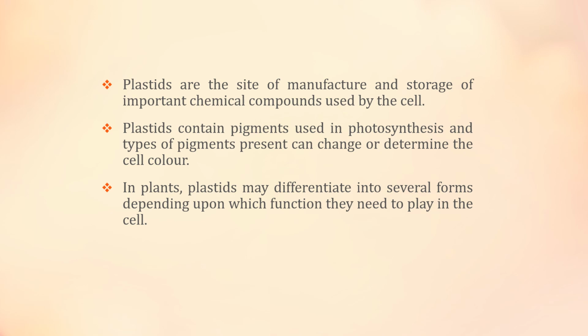Plastids are the site of manufacture and storage of important chemical compounds used by the cell. Plastids contain pigments used in photosynthesis, and the types of pigments present can change or determine the cell color. Plastids are present only in plant cells. Hence, plastids distinguish plants from animals. In plants, plastids may differentiate into several forms depending upon which function they need to play in the cell.